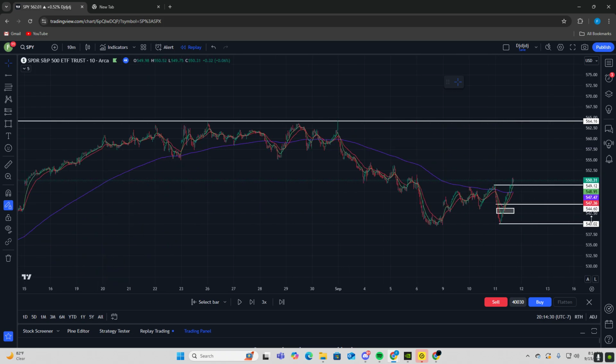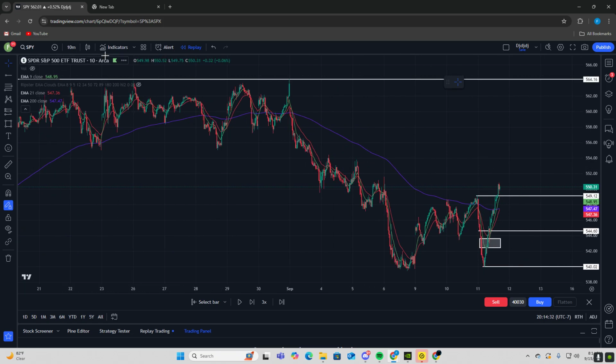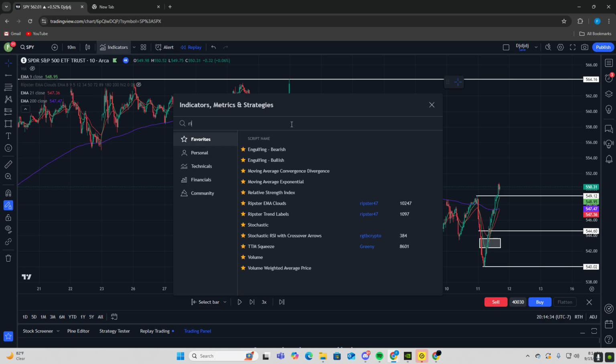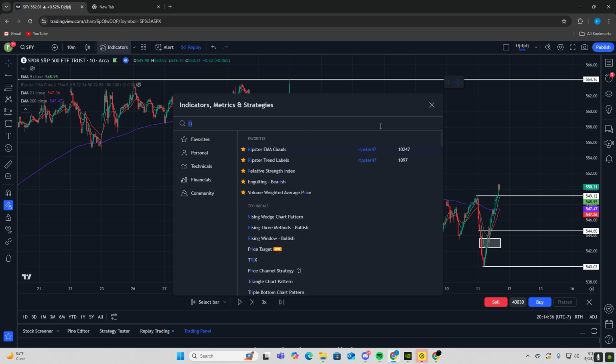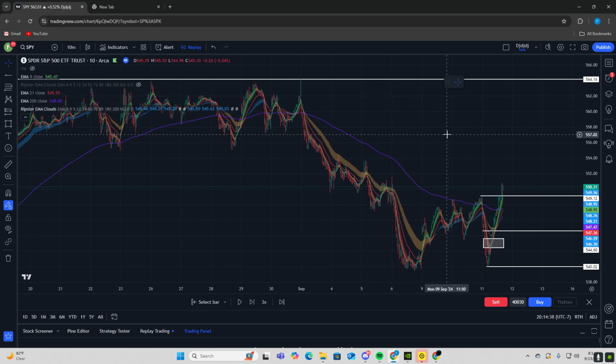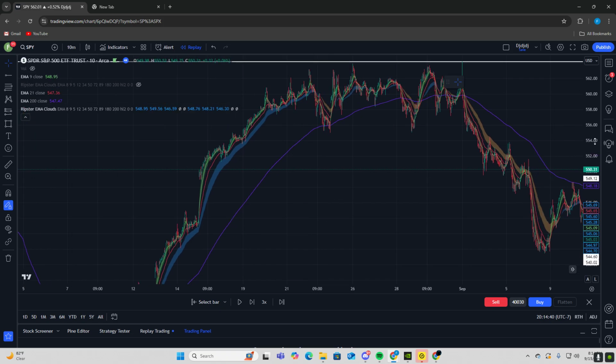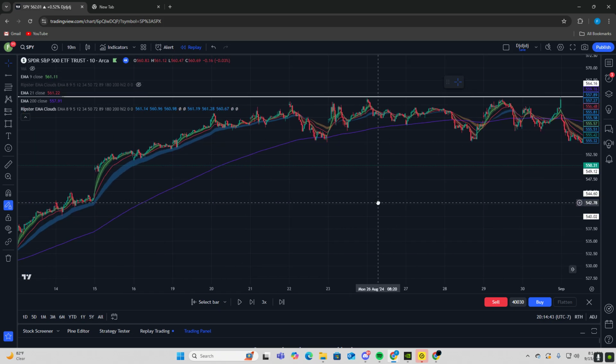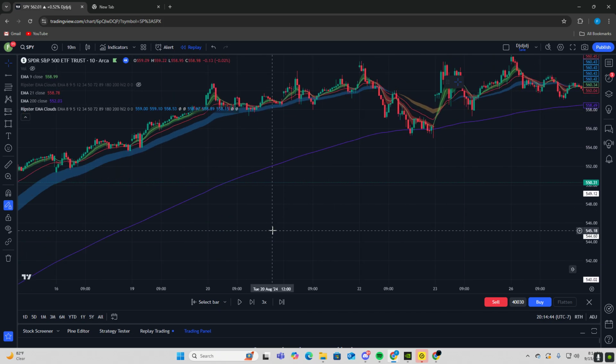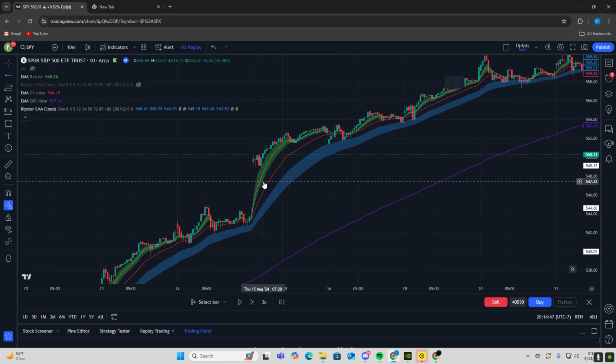And then another thing you guys could also use are these Ripster clouds. I used to use them, but I don't use them that much anymore because they kind of burn my screen. But if these help you, it's also pretty good as well. So right here you have your green cloud. The stronger the green cloud, the stronger the trend. The weaker the cloud starts getting, the weaker your trend starts getting.